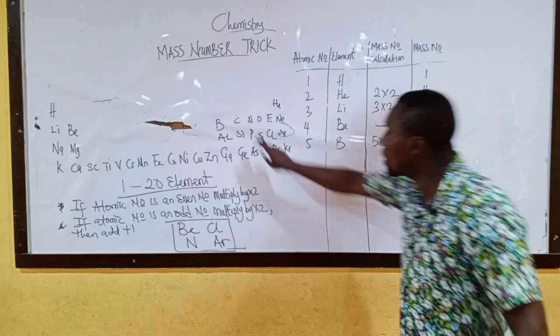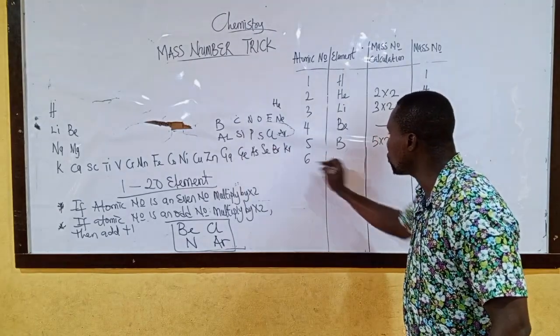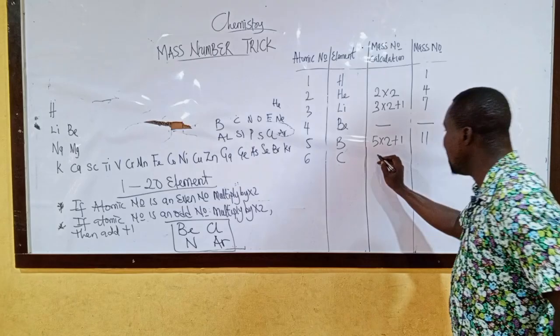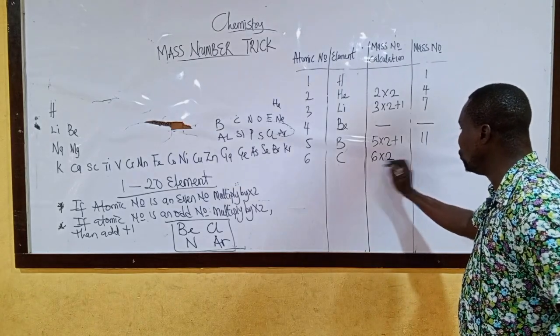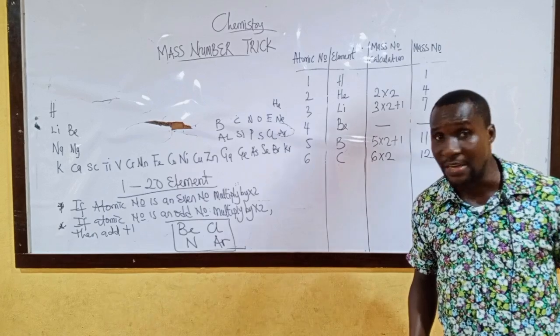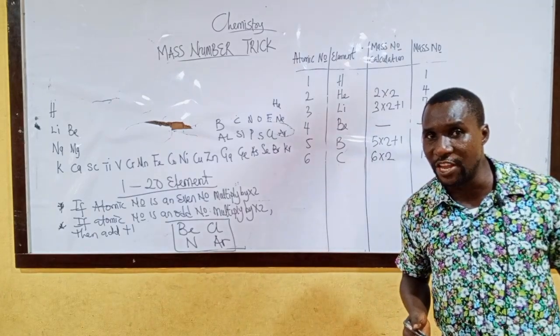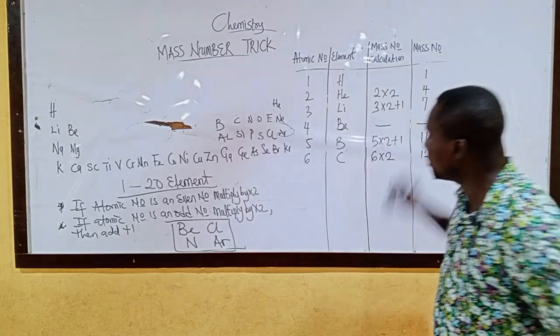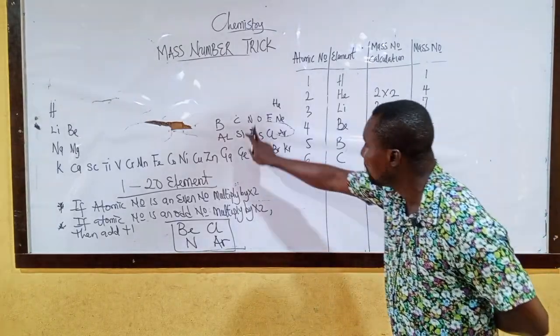Let us follow. Carbon. Atomic number 6. 6 is what? Even number. That means 6 times 2, making what? 12. Mass number of carbon is what? 12. There's a video that will be released on relative atomic mass. We know the mass number of carbon is what? 12. Let's move.